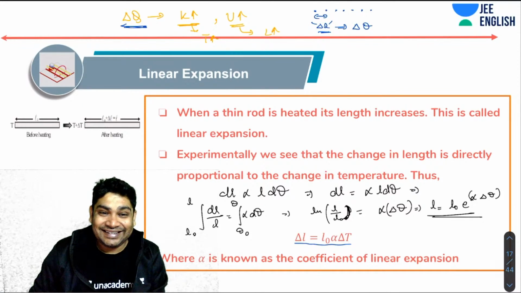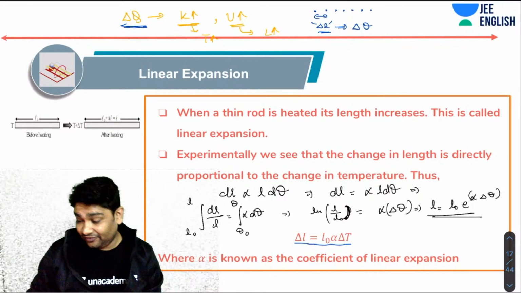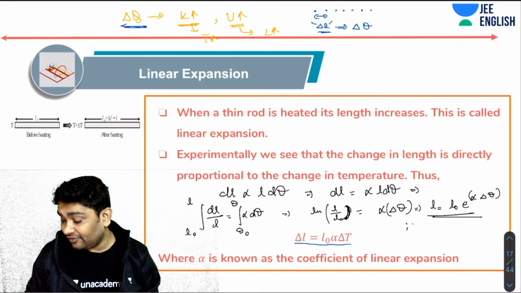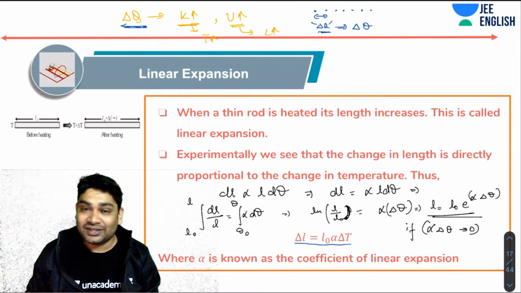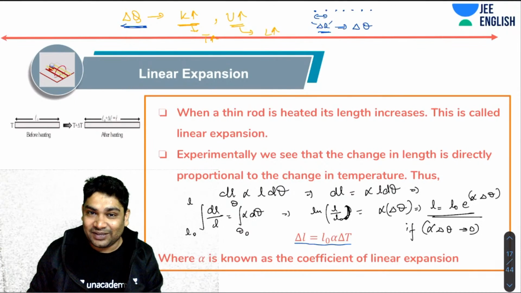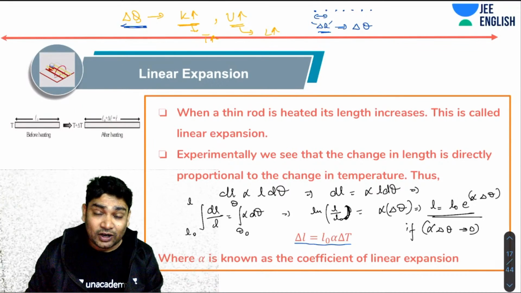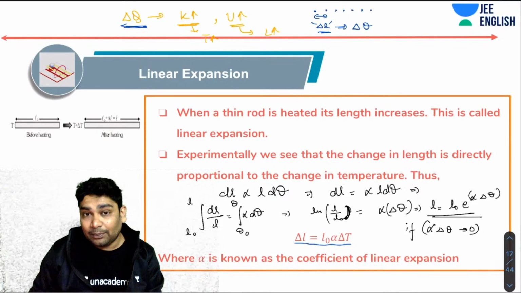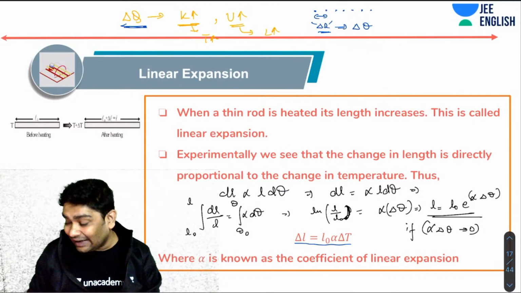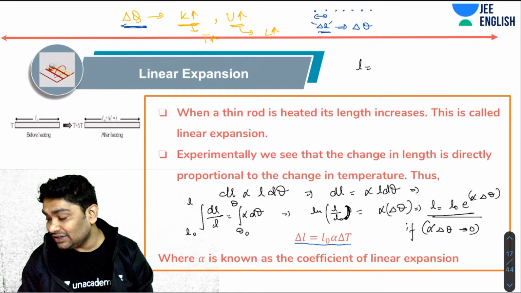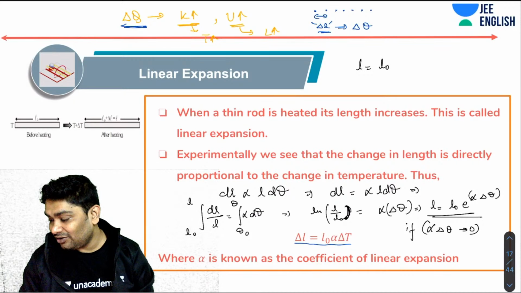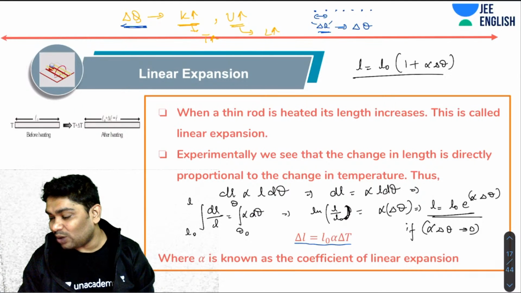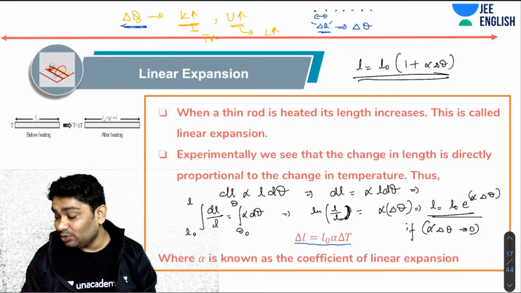Now what happens is that if alpha delta theta is very small, then I use approximation. E to the power x can be roughly written as 1 plus x. Yeah, I hope you know that approximation. For x tending to 0, e to the power x is roughly 1 plus x. So if I use that, then I can write L equals L naught plus alpha delta. So yes, this is the equation that you most commonly use. This is the equation that you must remember.